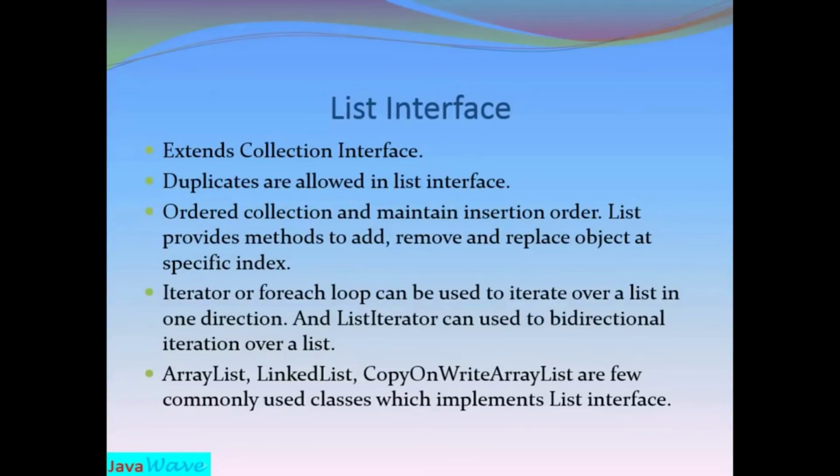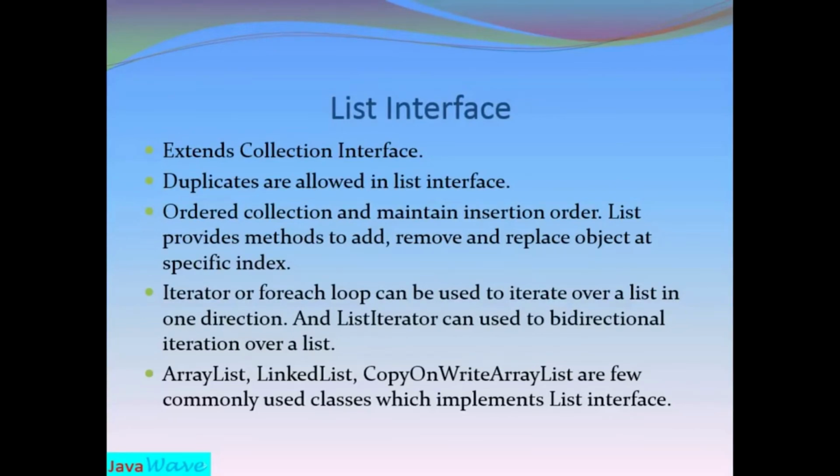Iterator or for each loop can be used to iterate over a list in one direction, and ListIterator can be used for bidirectional iteration over a list. So this is an extra feature for list. By using ListIterator, bidirectional iteration is possible for list.